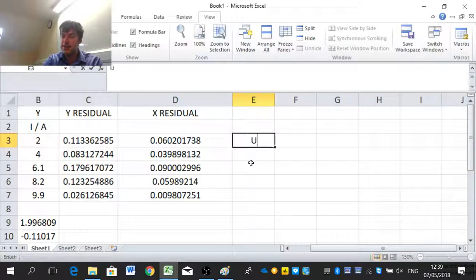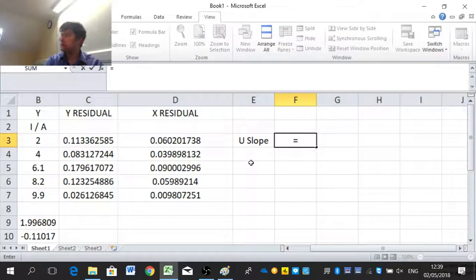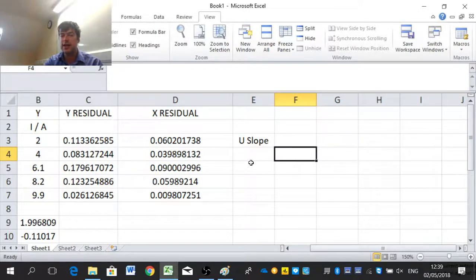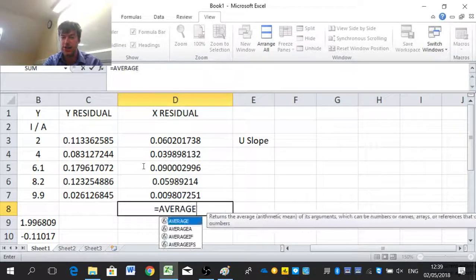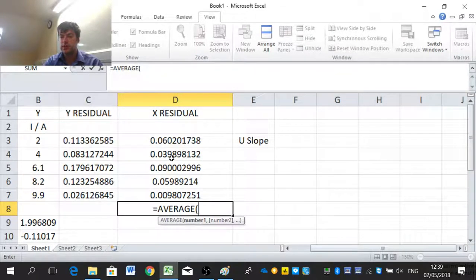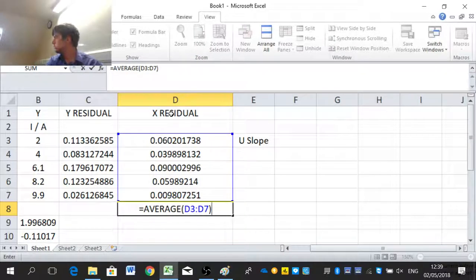To calculate the uncertainty of the slope equals. So you need two things to calculate first. You need to calculate the average x residual and the average y residual. So at the bottom here, I'll just write equals average, and I'll average all of these. This is the x residuals average. How did I get the x residual? It's the dollar B dollar.